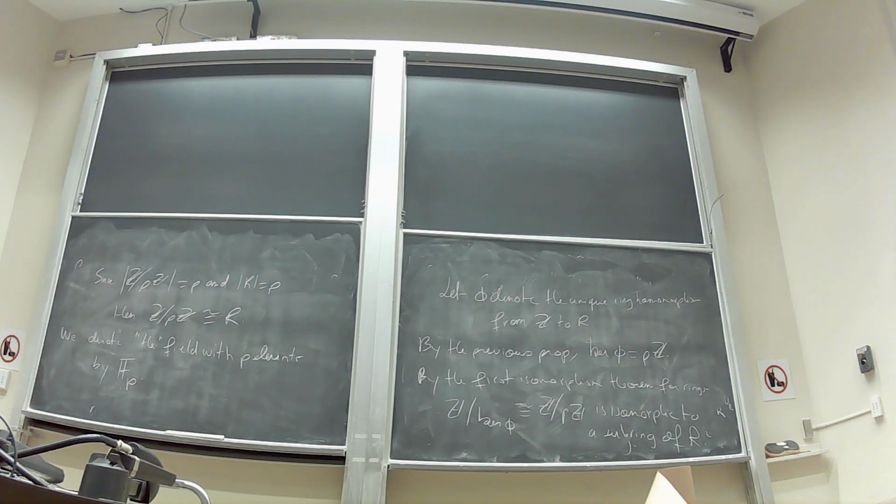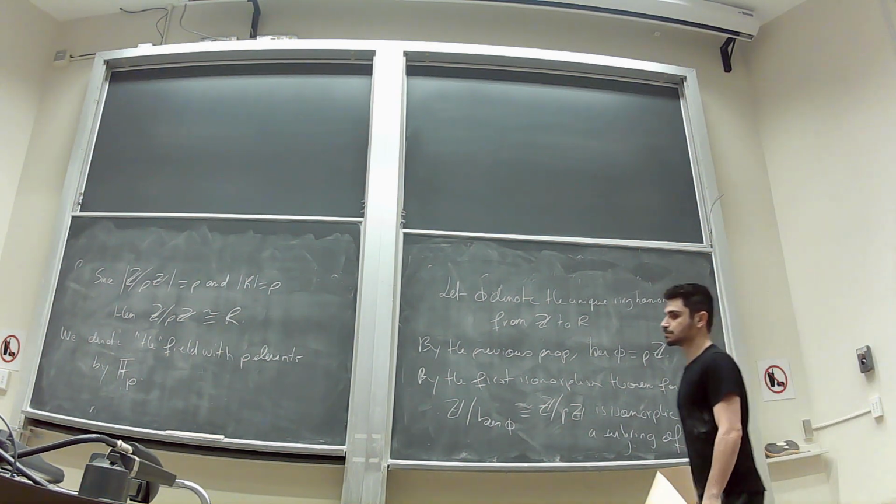Okay? So when I say the field with P elements, what can you assume it is? Z mod PZ. What is the field with 3 elements? Z mod 3Z. What is the field with 5 elements? Z mod 5Z. Okay? Great.